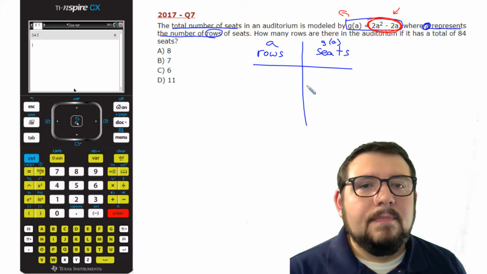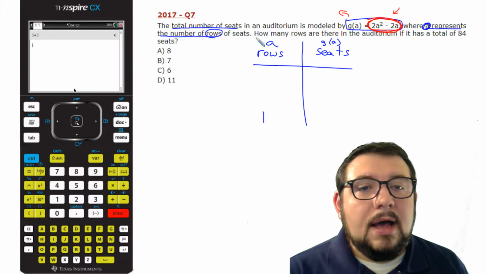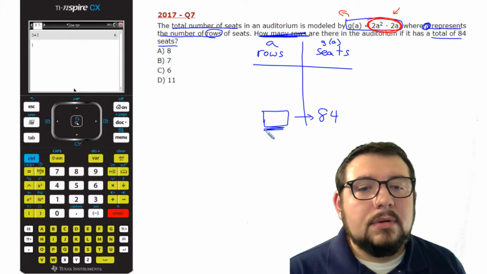All right, it says how many rows are there in the auditorium if it has a total of 84 seats? So now I need an answer. How many rows? So I'm going to put my little answer box underneath the word rows. So the total seats would be 84. So they're asking what number produces 84?